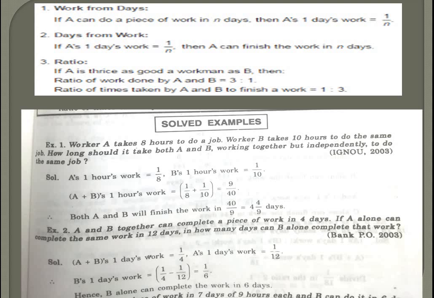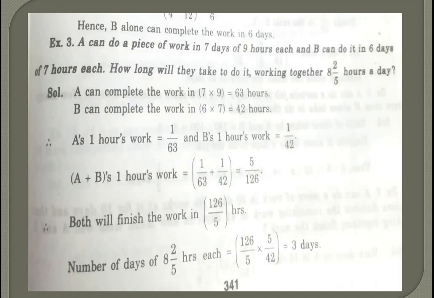Then some of the ratio. If A is thrice as good in work done as B, then the ratio of work done can be written as 3:1, but the ratio of time taken can be written as 1:3. So these are all the facts. You have to keep them in mind. Now let us go to the examples.